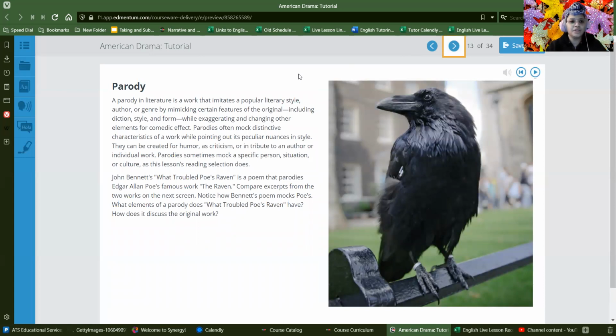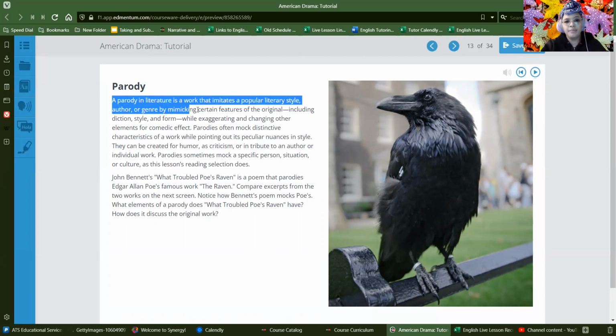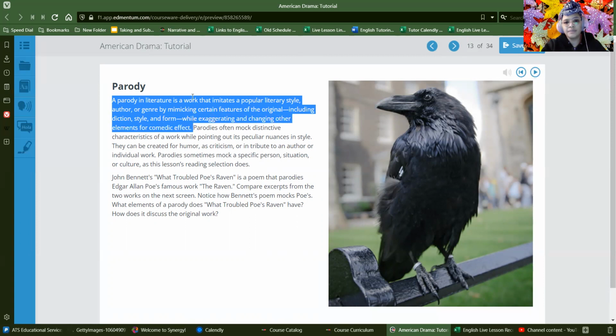So here on slide 13, we get into parody. Parody is when you have a work that imitates a popular style, author, or genre by mimicking certain features of the original, including diction, that's word choice, style, and form, while exaggerating and changing other elements for comedic effect.